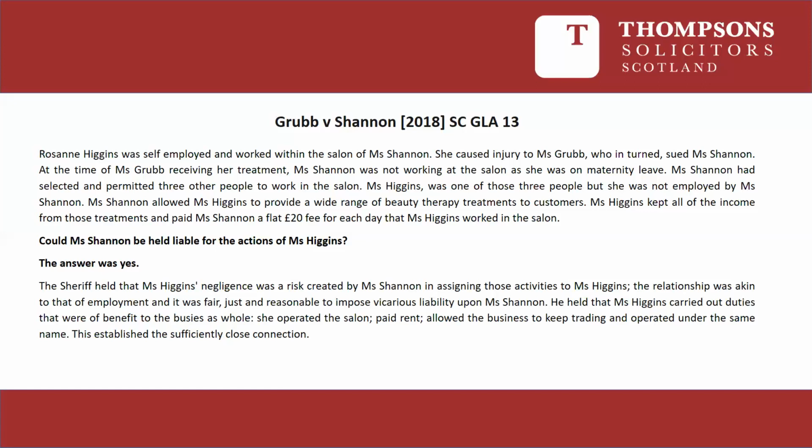Sheriff Reid found that Miss Higgins had been negligent and had caused the injury. He also found that Miss Higgins could be considered self-employed. However, significantly, he also found that she carried out activities assigned to her by Miss Shannon, and she was an integral part of Miss Shannon's business. She was acting for Miss Shannon's benefit and subject to Miss Shannon's control. She was not operating as an independent business recognised in her own right.